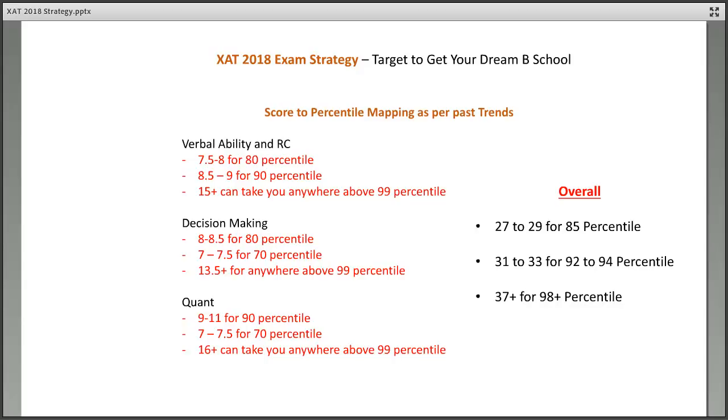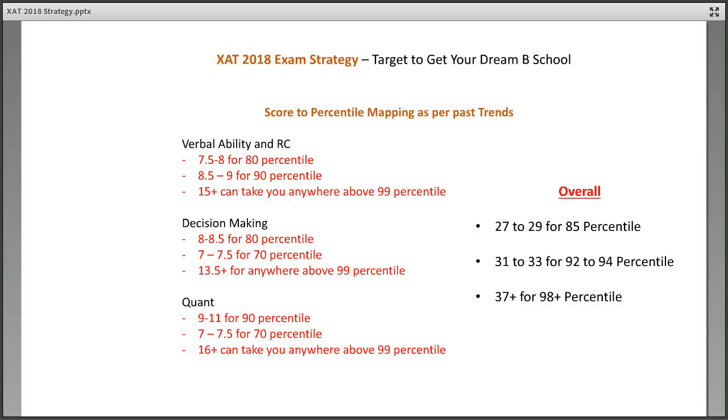Now remember, we all say that XAT has the toughest quant, but here you see highest marks being needed for quant only, even for a 99 percentile. The reason for that is quant as a section has the highest weightage in the exam across all the three sections, and hence you need to score more in quant because overall marks of quant are more. That does not mean that quant is going to be a cakewalk.